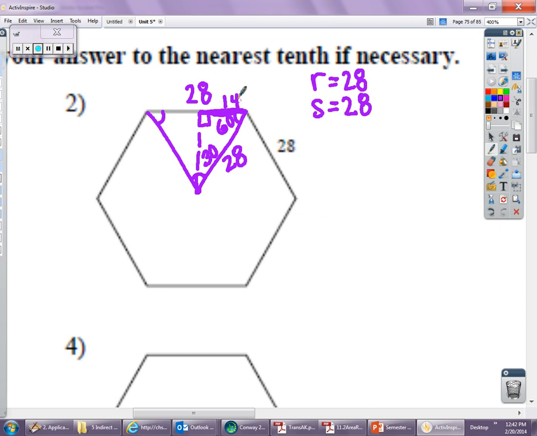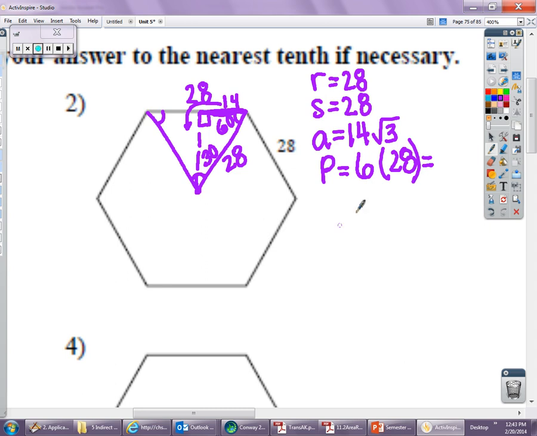Now in a 30-60-90, if I know the short leg, then in order to find my apothem, all I have to do is multiply that 14 by root 3. So my apothem is going to be equal to 14 root 3. Now I can find my perimeter using one of my side lengths. I have 6 sides in a hexagon. Each side is 28. So I'm going to multiply 6 times 28, and I'm going to get 168.